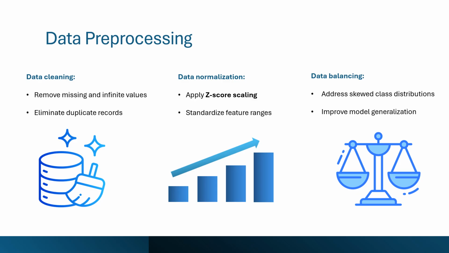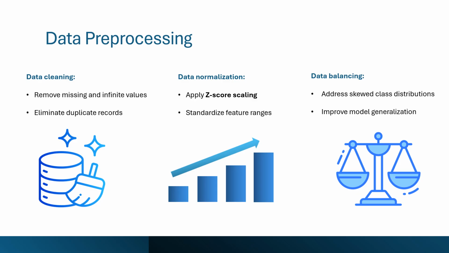Data preprocessing. Data preprocessing is a critical step in our methodology, as the quality of the input data directly impacts the performance of the machine learning models. We begin with data cleaning, where we remove missing and infinite values that may result from errors during data collection. These values can negatively affect model training and lead to unreliable predictions. We also eliminate duplicate records to prevent bias, as repeated data points can distort the learning process and cause the model to overfit certain patterns.